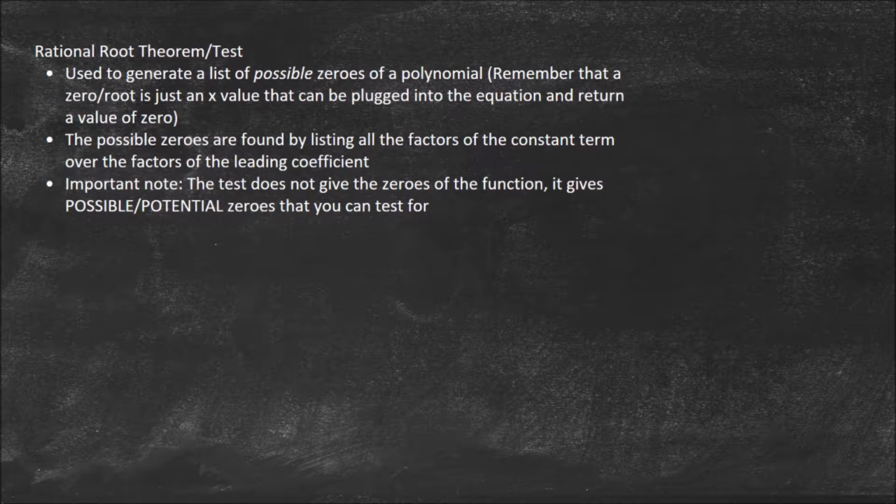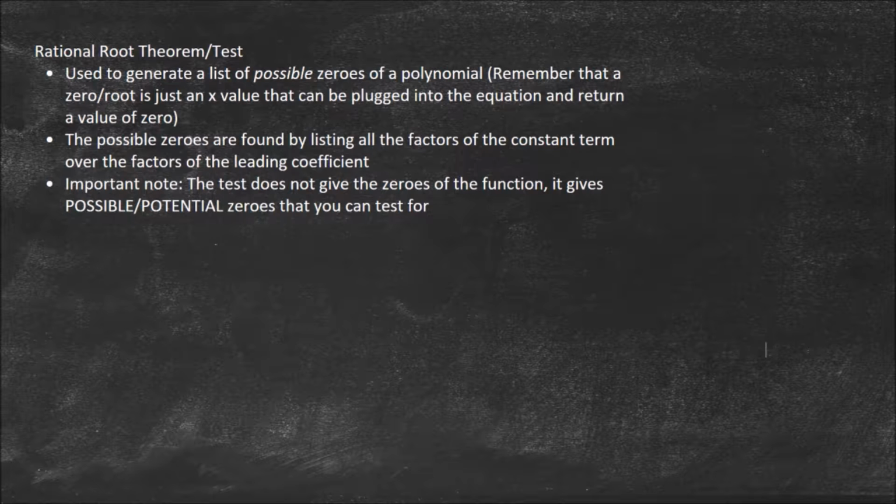Hey guys, today we're going to talk about the rational root theorem / test. It can be called either one, and this is a really useful theorem, and it's used to develop a list of possible zeros for a polynomial. And if you remember, a zero is just when a polynomial goes through the y-axis. So you can figure out if a root is a zero by plugging it into the function, and if the y value that is returned is a zero, then you know it's right, that it's a root.